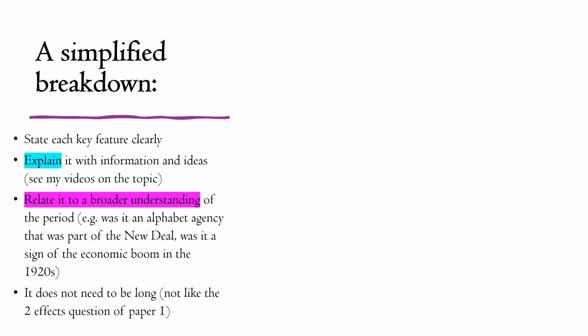It's not like question B in paper 1, which is the 2 effects question. It doesn't need to be as long as that when you're looking for 8 marks, and you lengthen on things and how the effect happened, and you need to show information with that. It's similar, but it does not need to be anywhere near as long. It can be much shorter, and it doesn't need to be as packed full of information as question B does in paper 1.